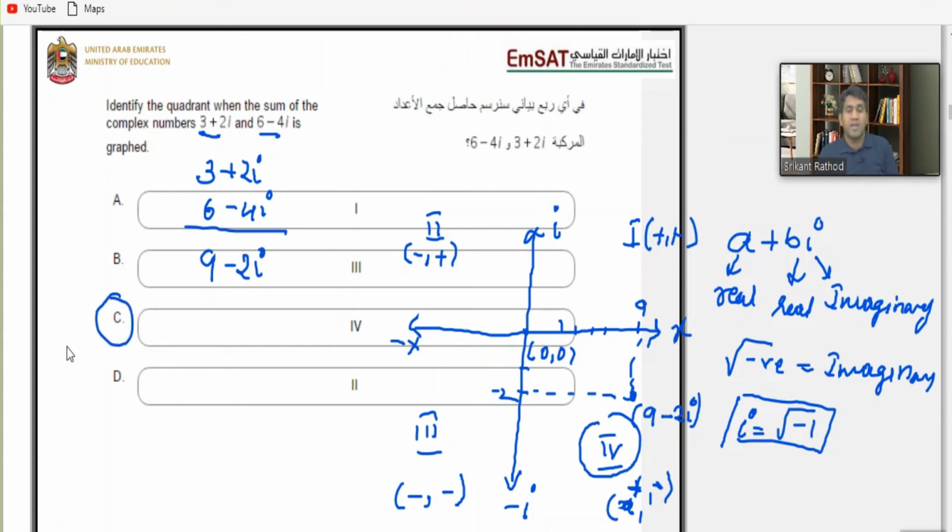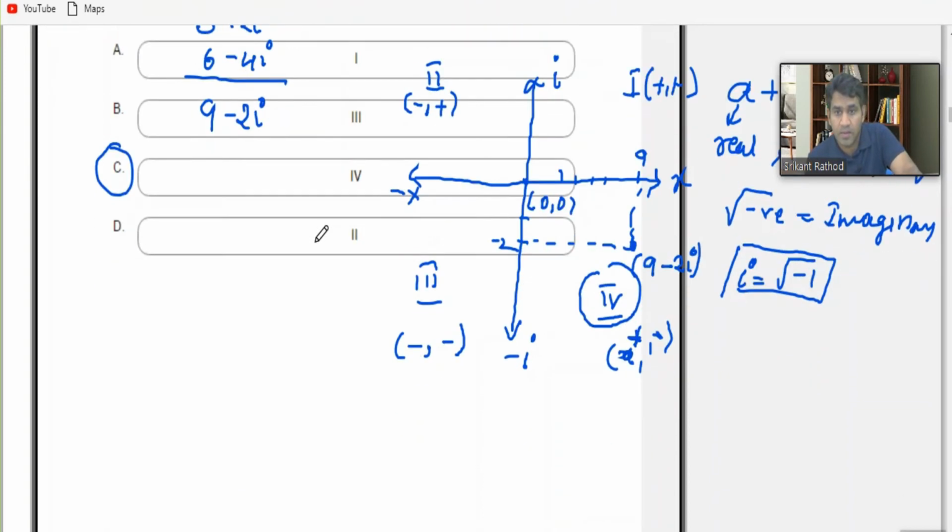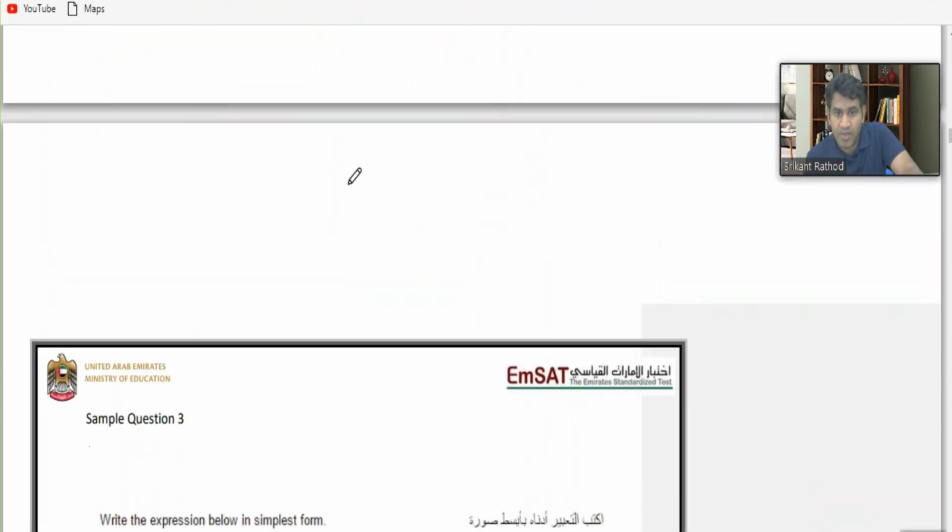This is how you analyze and identify which quadrant the question belongs to, right? Let's go to the next question.